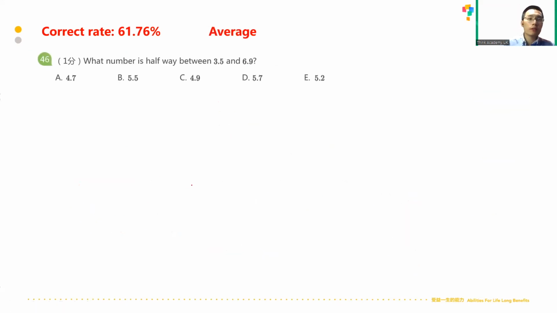And then the 46th question. The 46th question, surprisingly, has a relatively low correct rate of 61%. What number is halfway between 3.5 and 6.9? So we can either draw a number line. So this is 3.5 and 6.9. We want to find the number halfway, or we can draw two columns. This one is 3.5, and another one is, oops, sorry for my poor drawing. This one is 6.9, and we want to find the one in the middle.